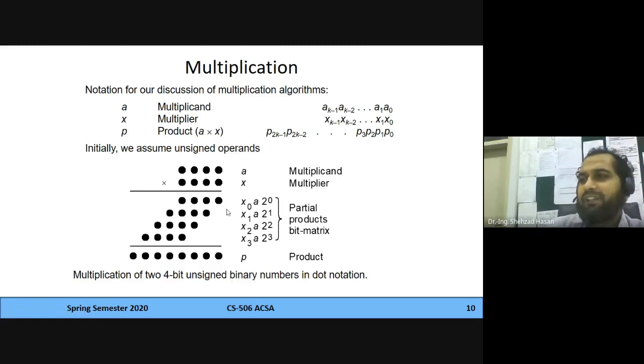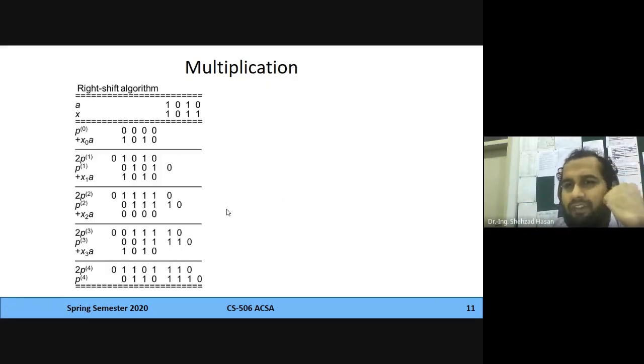Okay, so we have a right shift algorithm for multiplication. I'm going to discuss the algorithm first, and then we will come to the hardware circuit for that implementation. We have two numbers again, A and X. A is the multiplicand and X is the multiplier. So let's try to solve how to do multiplication. We select a partial product, the product P register, which, as we know, is twice the size of A and X.